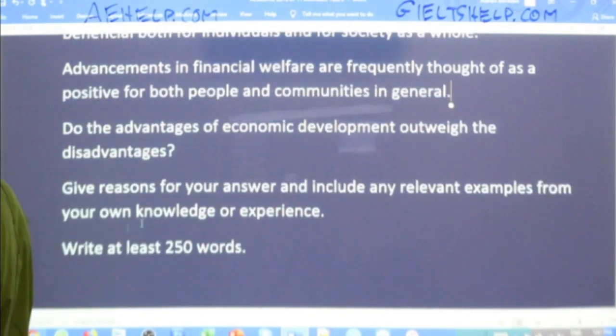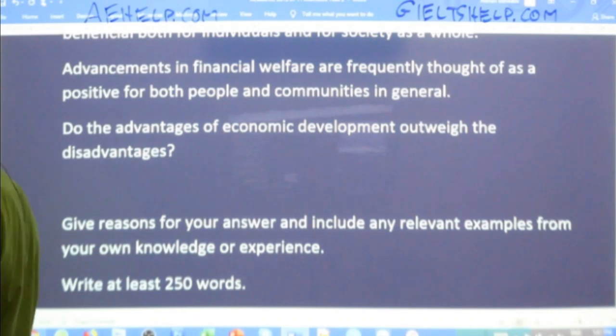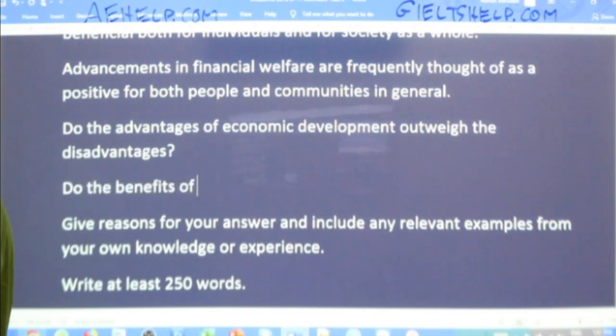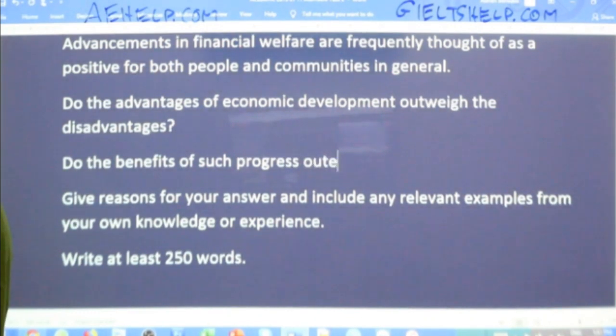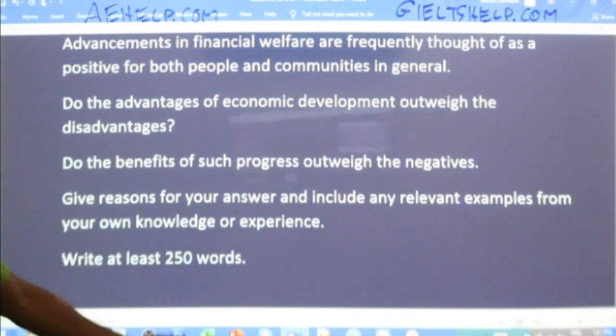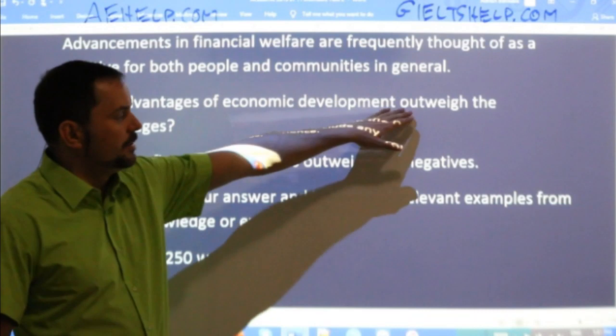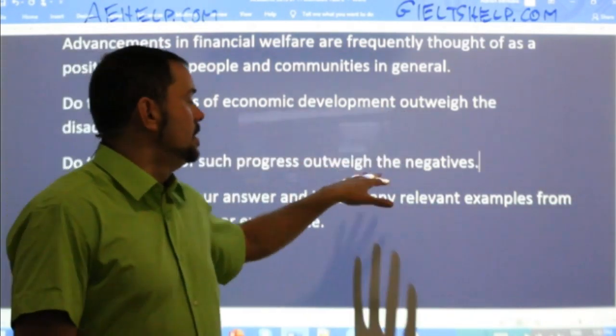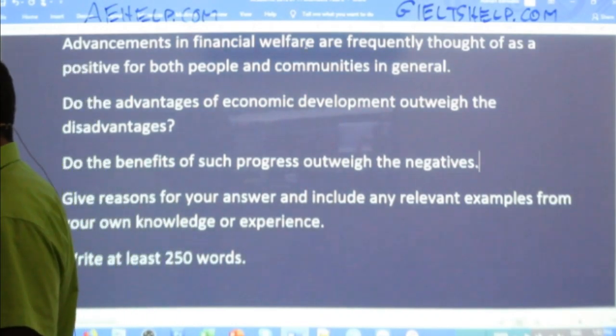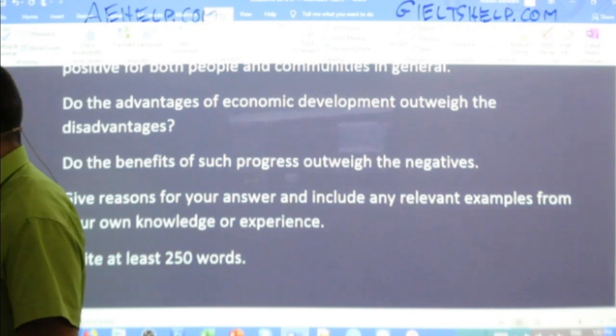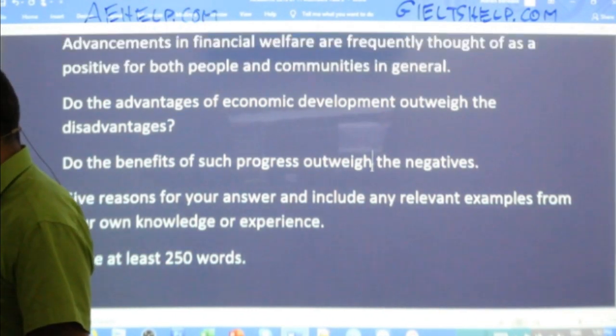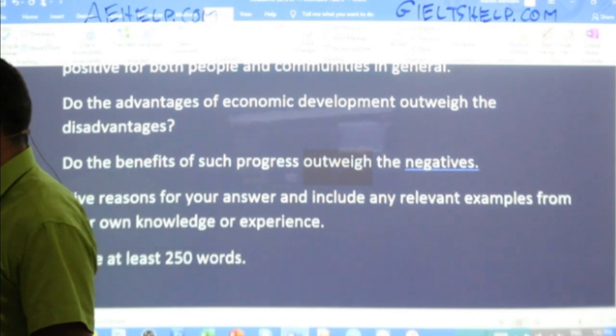Okay. So I'm going to paraphrase the second part. Some of you already did that. Do the benefits of such progress outweigh the negatives? Now, here, let's say that I'm paraphrasing that, and I'm having trouble thinking of another way to say outweigh, especially in this context. I just write down the word outweigh, and then in my review pane, if I'm using Microsoft Word, I can highlight that word outweigh. And then again, in my review pane, I can even right-click and find the thesaurus.